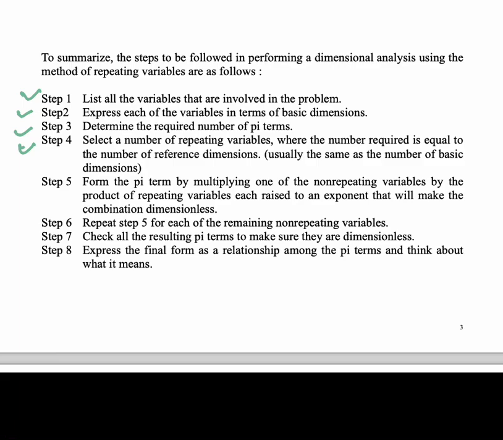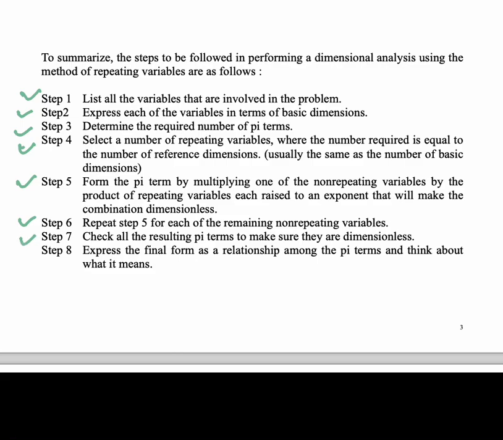And number 4, select a number of repeating variables where the number required is equal to the number of reference dimensions, usually the same as the number of basic dimensions. Step 5, form the pi term by multiplying one of the non-repeating variables by the product of repeating variables, each raised to an exponent that will make the combination dimensionless. Step number 6, repeat step 5 for each of the remaining non-repeating variables.